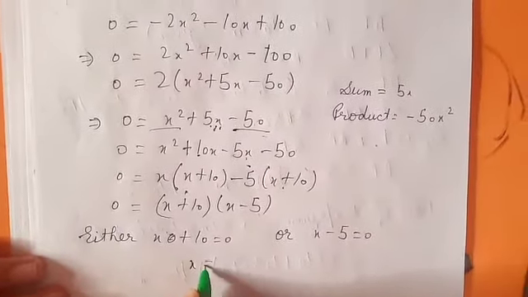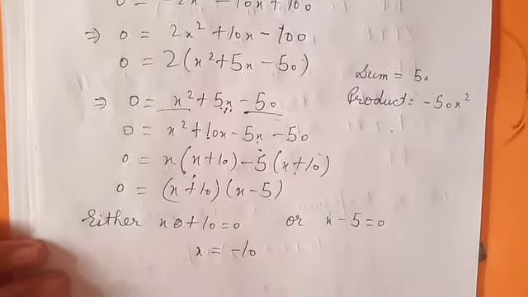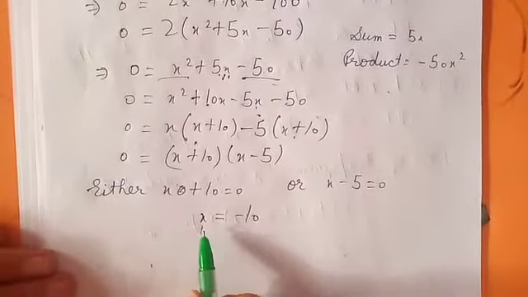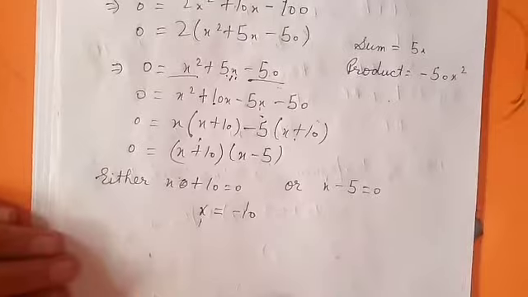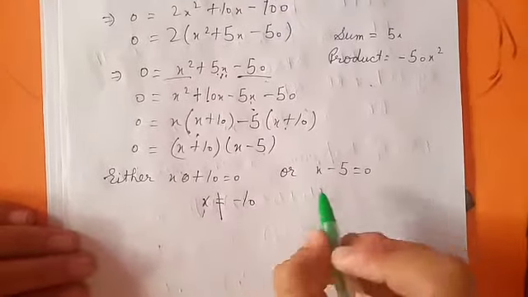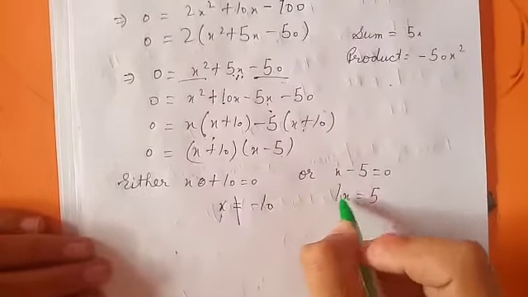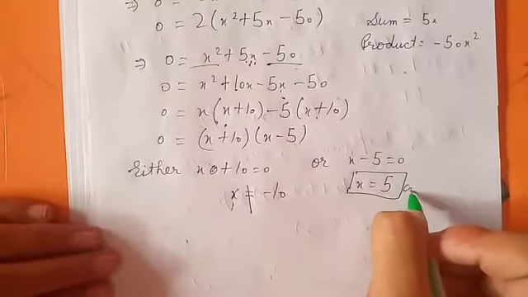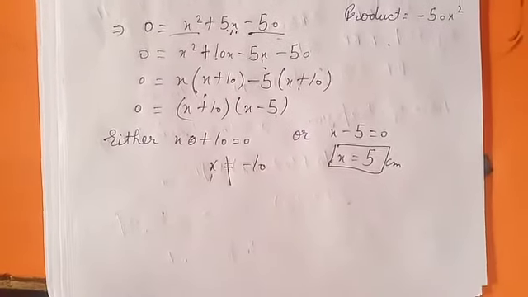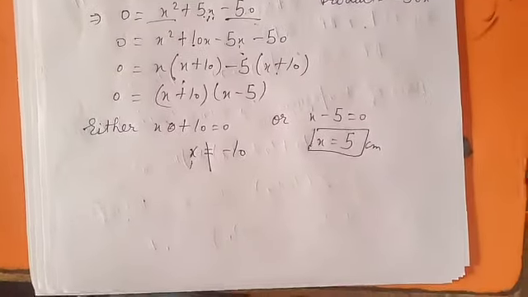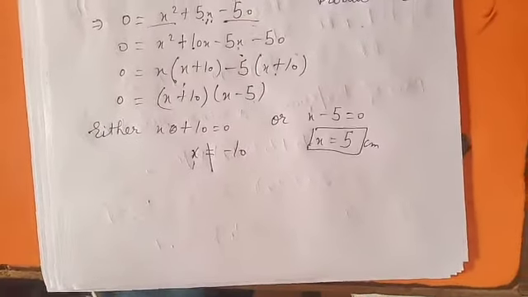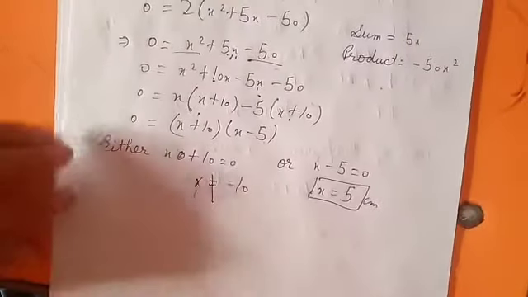From here we get x equal to minus 10, but x here represents length and length cannot be negative, so we get x equal to 5 centimeter. Okay, we have found out the value of x. Now to check maxima or minima, what we have to do? Double derivative.